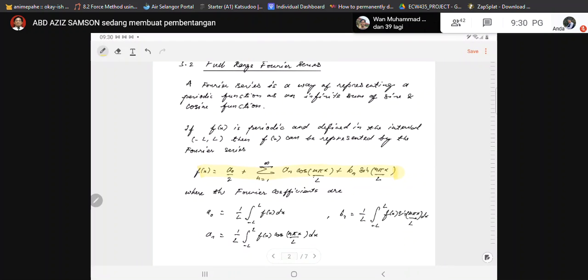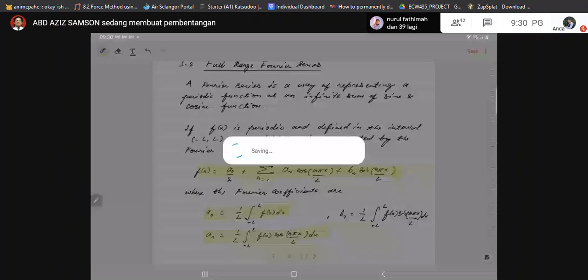L is actually related to the period of the function, where you have a naught equals 1 over L, and we have to integrate from minus L to L f of x dx. a_n is 1 over L times the integral from minus L to L f of x cos n pi x over L.